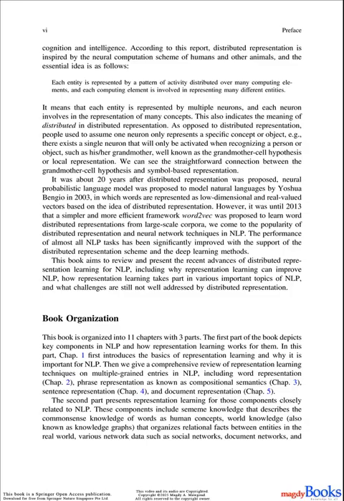It was about 20 years after distributed representation was proposed that the neural probabilistic language model was proposed to model natural languages by Yoshua Bengio in 2003, in which words are represented as low-dimensional and real-valued vectors based on the idea of distributed representation. However, it was not until 2013 that a simpler and more efficient framework, Word2Vec, was proposed to learn word distributed representations from large-scale corpora. We come to the popularity of distributed representation and neural network techniques in NLP.